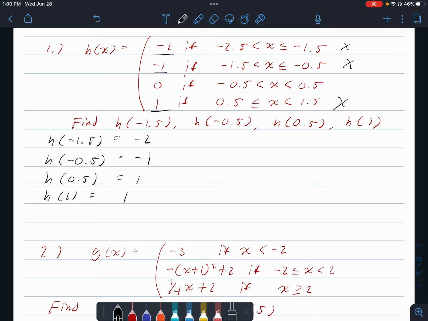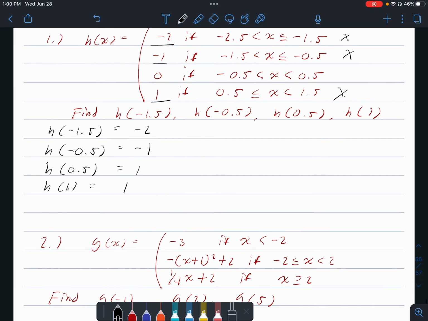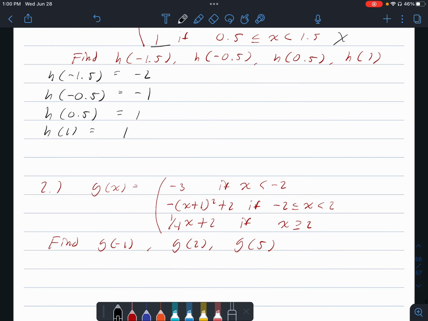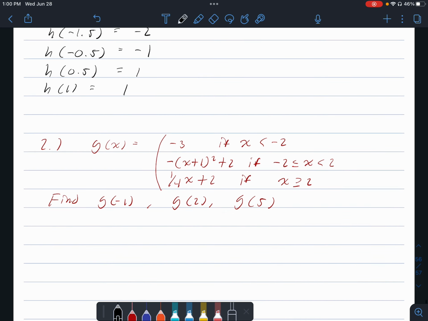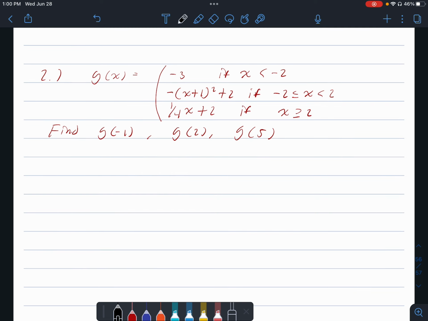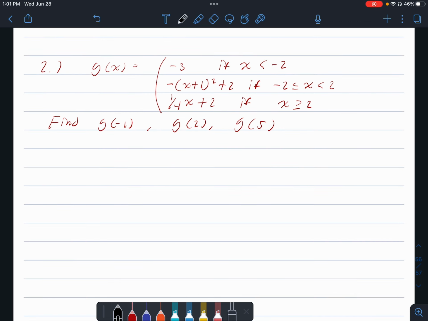All right, so again, they seem very complicated, but in reality these are quite simple. Sometimes the hardest work here is just checking what interval your input falls into. Let's do one more example though, just for good measure. Let's say g of x is equal to -3 if x is strictly less than -2. It's equal to negative x plus 1 quantity squared plus 2 if x is greater than or equal to -2 but less than 2. And it's equal to 1/4 x plus 2 if x is greater than or equal to 2. Okay, so let's go ahead and check g of -1.